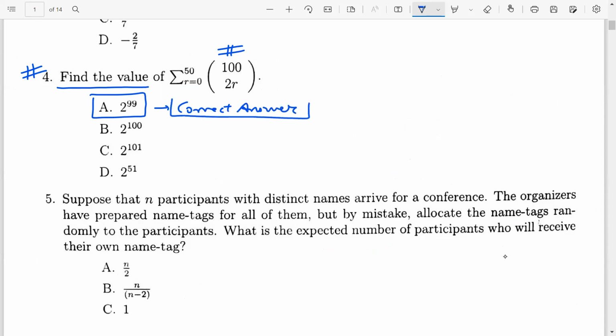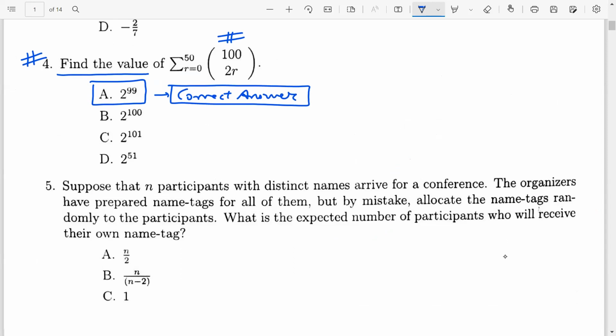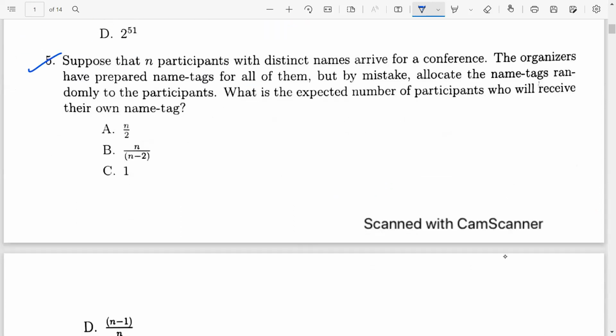So hoping all students have understood question number 4. Let's look at question number 5. Suppose that n participants with distinct names arrive for a conference. So all these n participants have different names. No two names are the same.